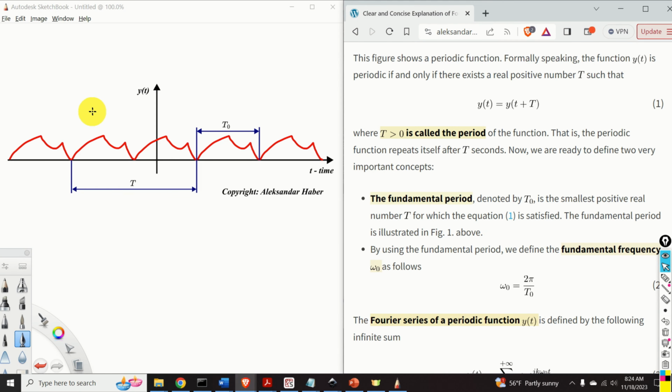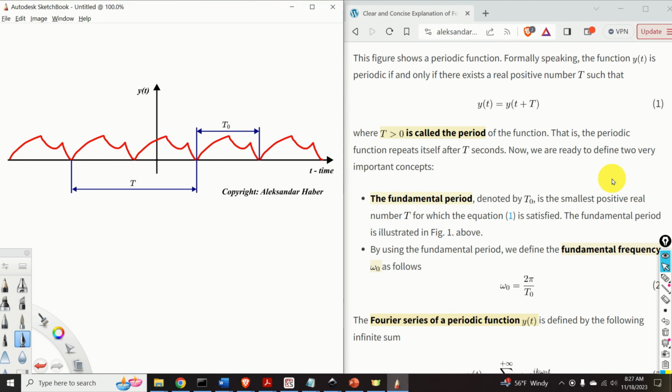Before we state the main formulas of the Fourier series, we need to introduce a few important concepts. First of all, consider this function. This is a periodic function. Formally speaking, the function y of t is periodic if and only if there exists a real positive number, capital T, such that this equation holds true. Capital T is called the period of the function. That is, the periodic function repeats itself after capital T seconds.